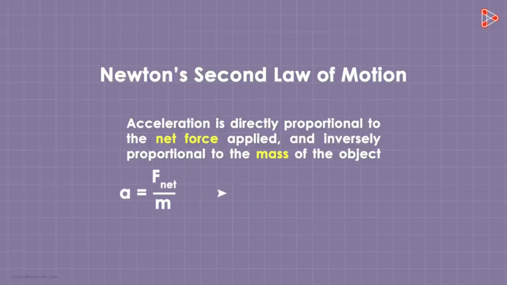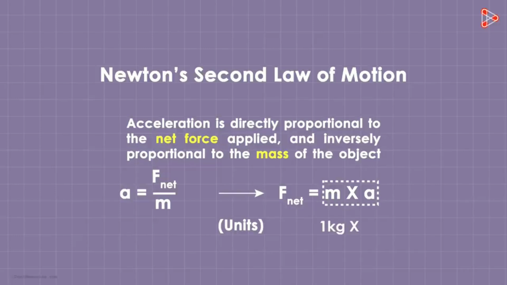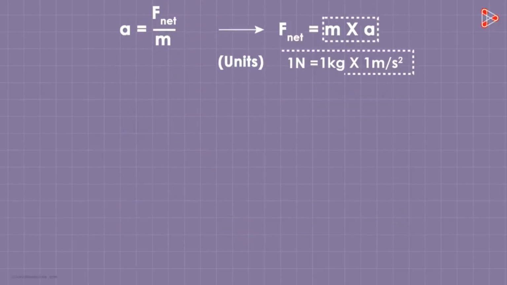Or as more people understand it, like this: the net force is the product of mass and acceleration. With this, can you tell me the units of force? That should be easy. The standard unit of mass is kilograms, and that of acceleration is meters per second squared. So the unit of force is kilograms times meters per second squared, and this is what we call a Newton. 1 Newton is 1 kilogram times meters per second squared.